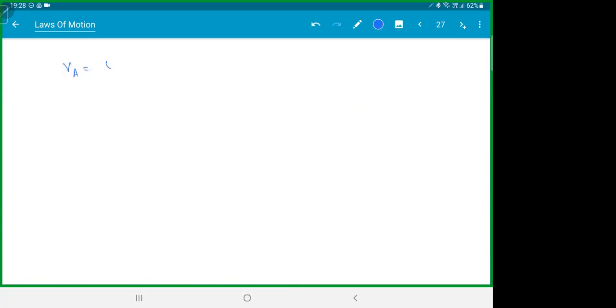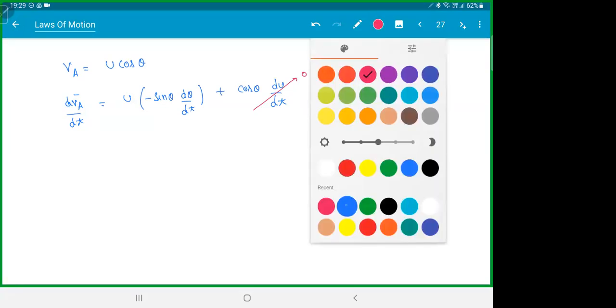You said VA is u cos theta. Who told you theta is constant? Who told you theta is constant? So this is actually dVA by dt is equal to u times the derivative of cos, minus sin theta d theta by dt, plus cos theta du by dt. Second term is 0, I agree. But the first term is not 0. Now the problem here is I don't know what d theta by dt is. Theta I know, I don't know d theta by dt.